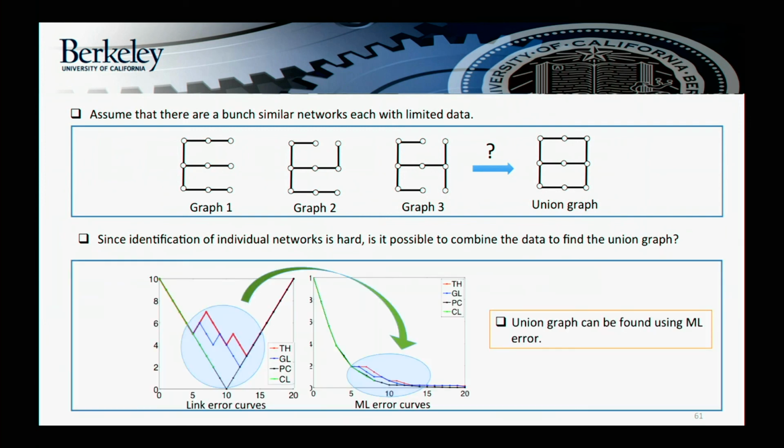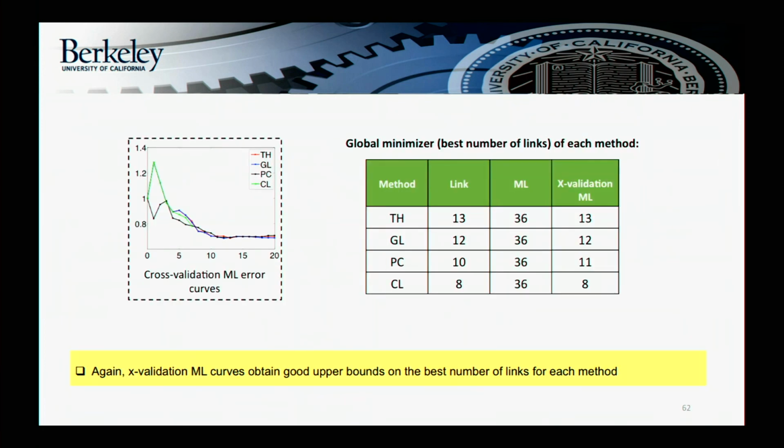It turns out that if we do this, again, if we compute the link error curve for 4 different algorithms and also the ML error curve for different algorithms, the topological properties are preserved, and we are able to find a union graph depending on what method we are using. So the idea generalizes to this scenario as well. Also, it turns out that the global minimizers, or the best number of links that each method is able to find, is also a good upper bound. Using cross-validation ML error is a good upper bound on the global minimizers of the link error.